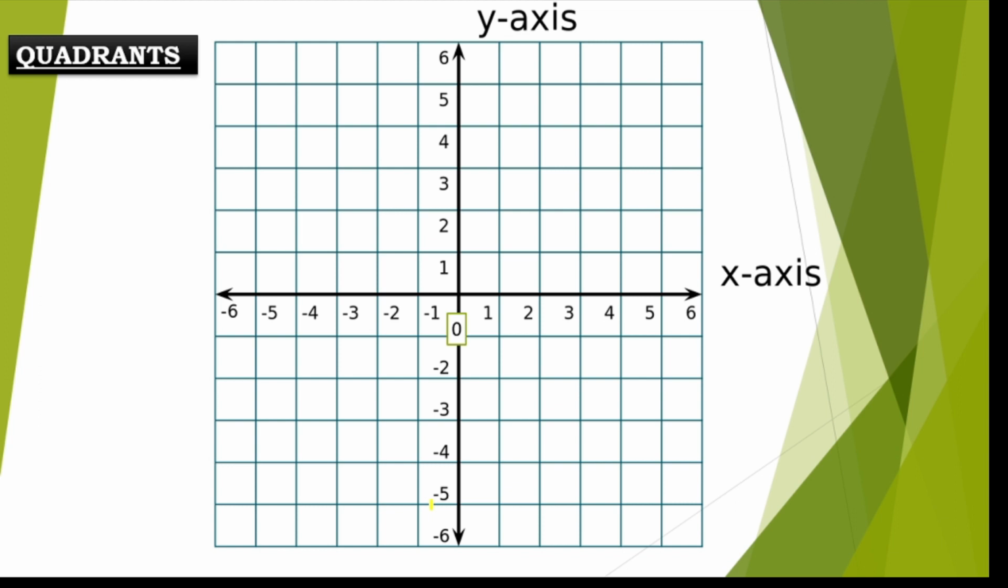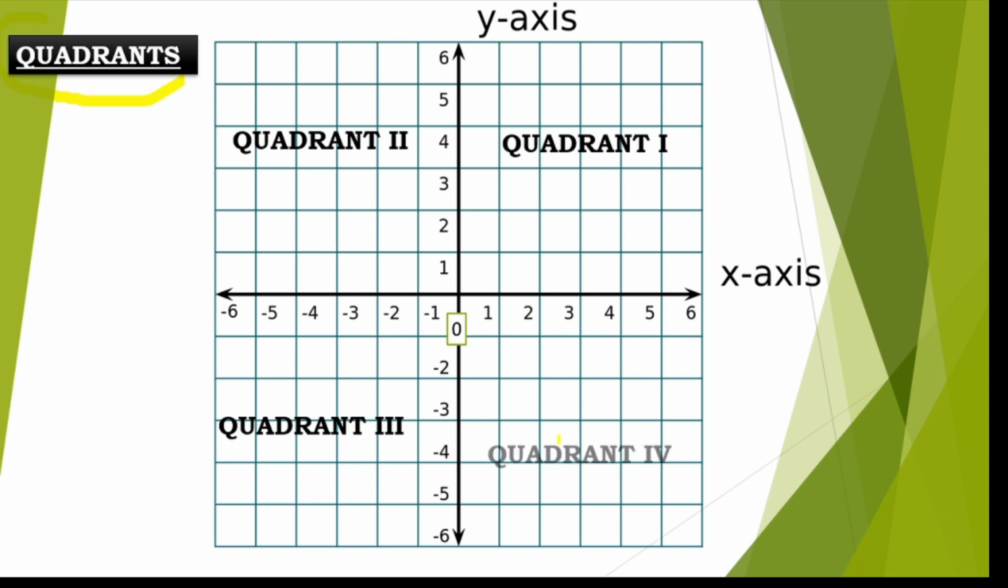Let's talk about the quadrants. So as you can see here, the x and y axis divide the rectangular plane into four regions, and that is what we call quadrants. Now, the four quadrants, namely: Quadrant 1, that is located on the upper right of the rectangular plane. Quadrant 2, which is located on the left side of Quadrant 1. Quadrant 3, that is located below Quadrant 2. And Quadrant 4, which is located on the right side of Quadrant 3.